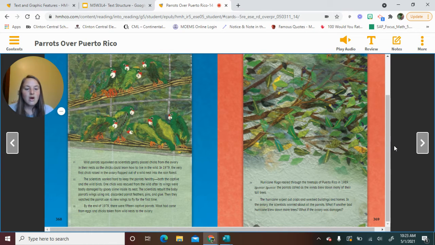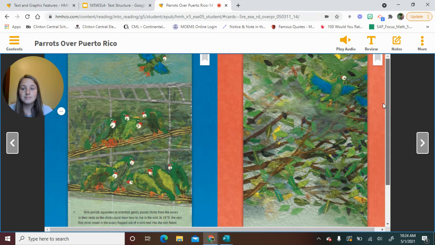Hurricane Hugo roared through the treetops of Puerto Rico in 1989. Iguaca, Iguaca. The parrots called as the winds blew down many of their tall trees. The hurricane wiped out crops and wrecked buildings and homes. In the aviary, the scientists worried about all the parrots. What if another bad hurricane blew down more trees? What if the aviary was damaged?